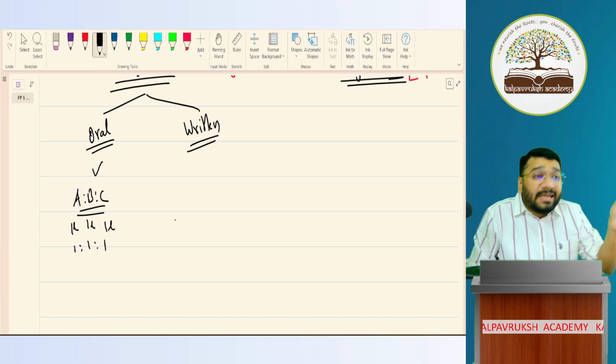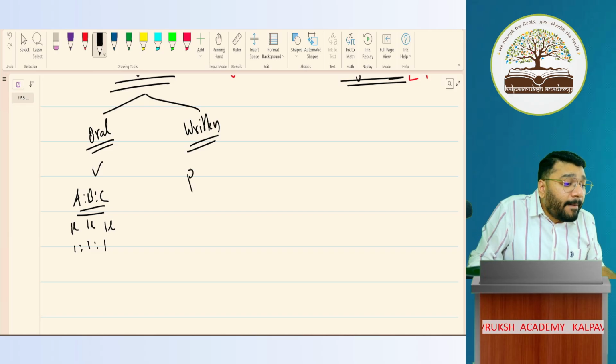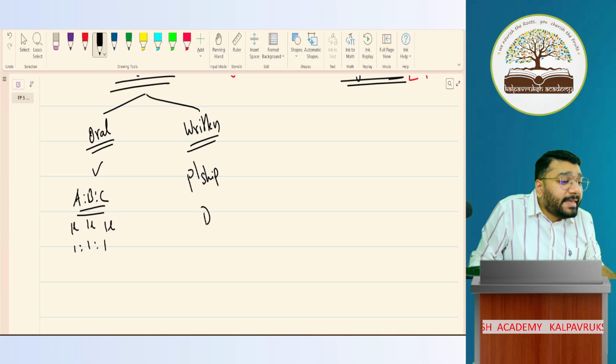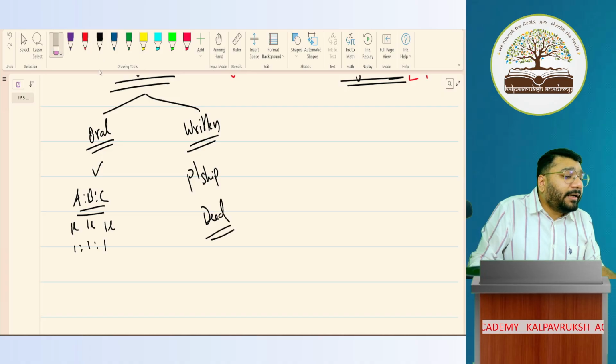Written agreement. A written agreement is technically called a partnership deed. It is called a partnership deed. Got it? Not got it?